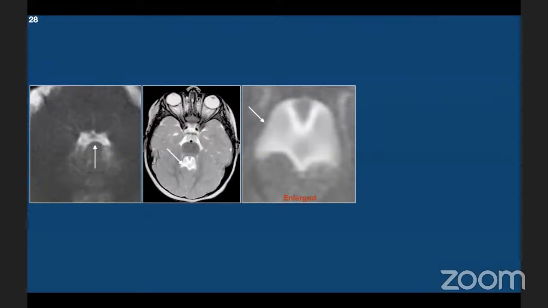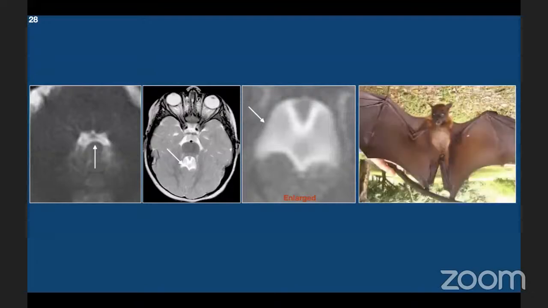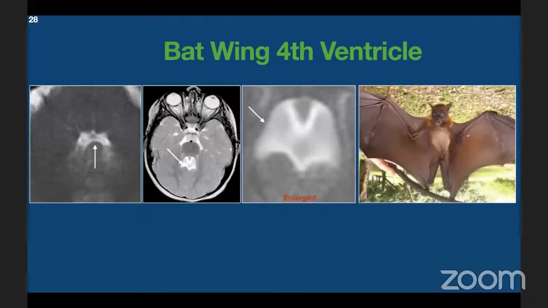There is indentation on the posterior wall of the fourth ventricle from the vermis. In the second image and the third image, in case of Joubert syndrome, there is a median cleft of the vermis. This clefting, along with thickened cerebellar peduncles, gives the fourth ventricle the configuration of a bat wing in T2 and is known as bat wing fourth ventricle.